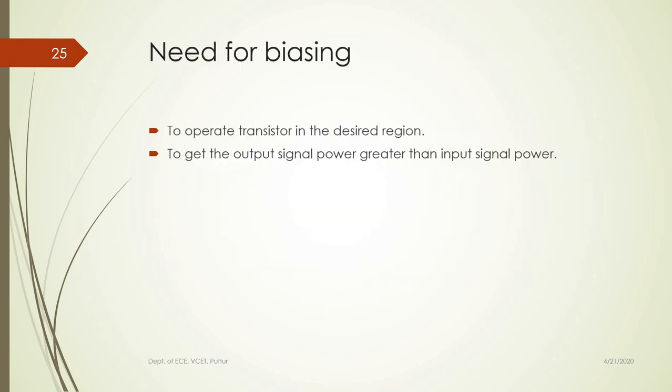So the need for biasing: as I told, with a transistor the output signal power will be larger than the input signal power. So we bias the transistor for two purposes: one is to operate the transistor in the desired region, and the other is to get the output signal power greater than the input signal power.